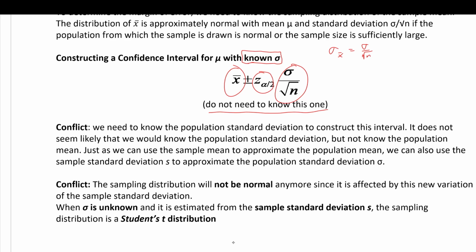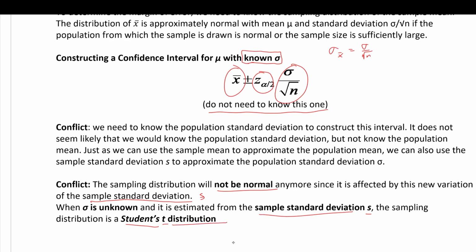The second conflict is that now the sampling distribution will not be normal. Okay, because the sampling distribution involving our sample standard deviation S is not normal. We have something that's a little weird that we haven't really talked about yet. Okay, so when sigma is unknown, it is estimated from a sample standard deviation S, and the sampling distribution is what's called a Student's t distribution.